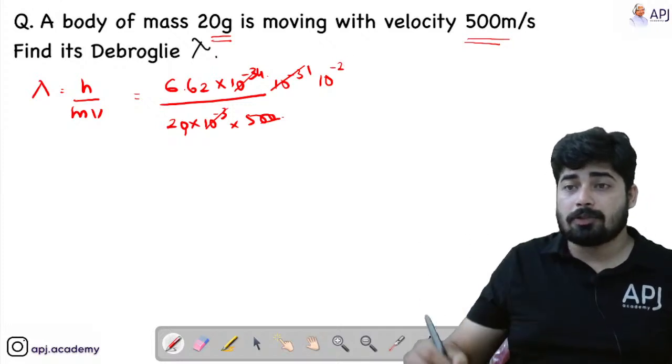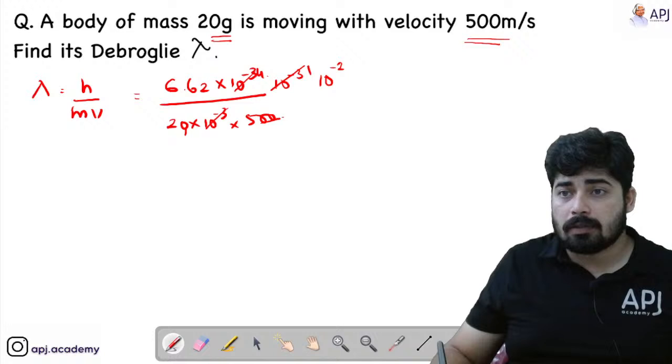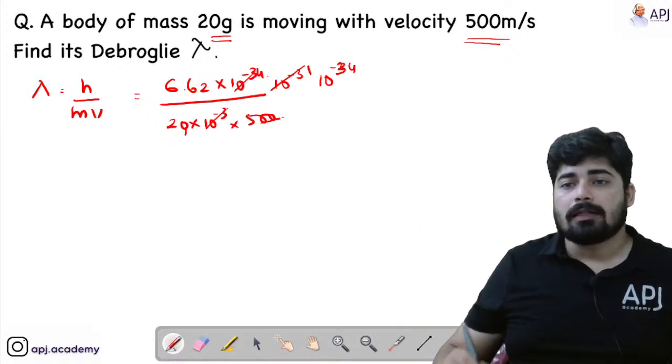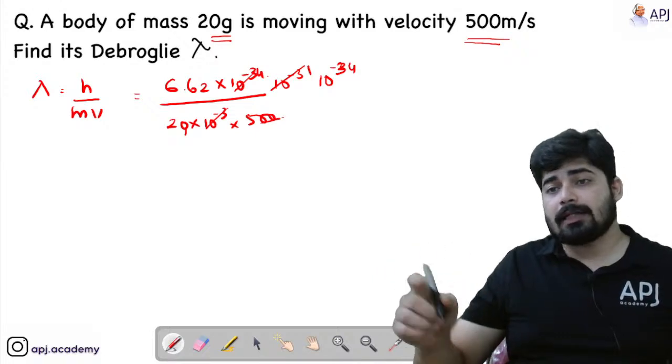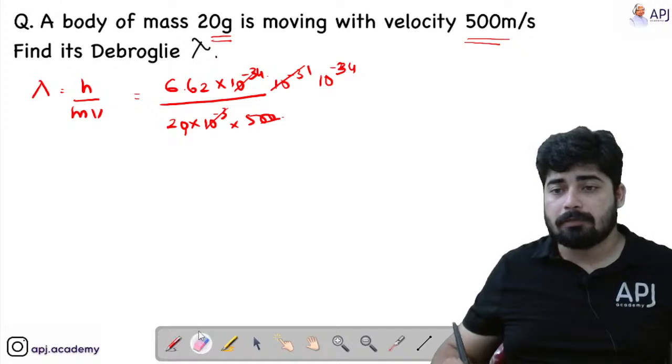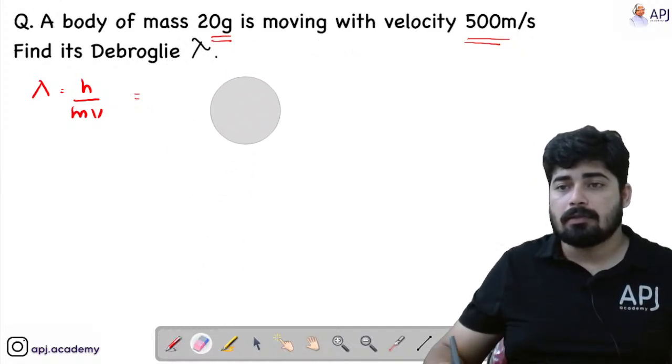No, it will become 10 raised to minus 34. Okay, you cannot cancel, it will go to the top. It is 10 raised to 3. So 10 raised to 3 and 10 raised to minus 3, you can cancel it here, right? So that is a better option. So let me rub this.